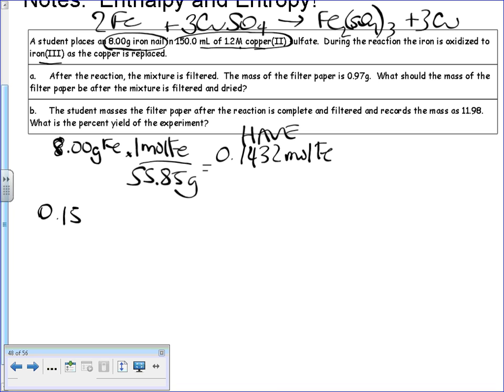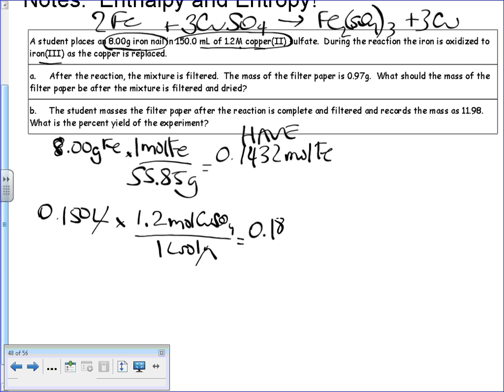So 0.150 liters. Move the decimal 3 spaces, times 1.2, and this molarity big M is moles of copper 2 sulfate per 1 liter of that solution. So that liter and liter cancels. So 0.15 times 1.2 is 0.18. 0.18 moles of copper 2 sulfate. Again, that is how much I have.